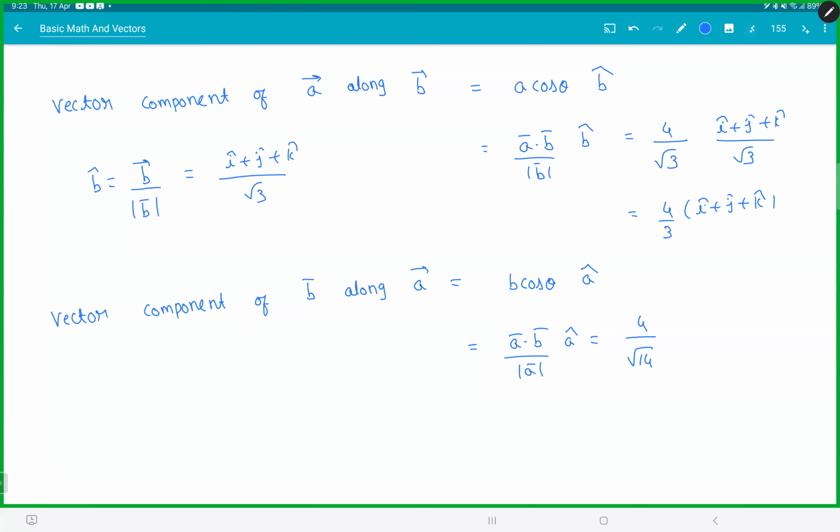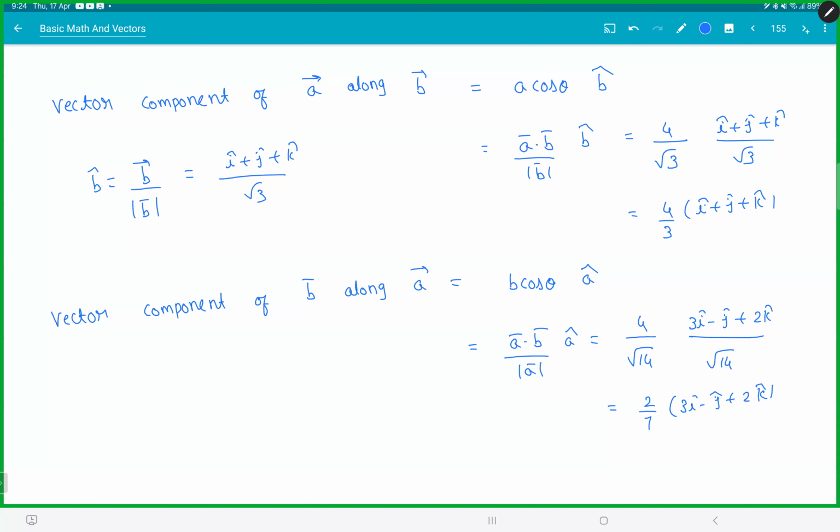And A cap will be this vector 3i minus j plus 2k divided by its magnitude, which is root 14. That will be 2 by 7, 3i minus j plus 2k. Is this clear, everyone? Any doubts on what we did?